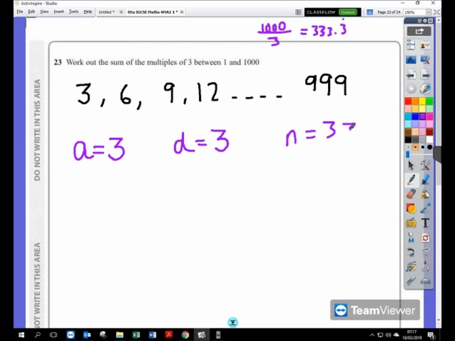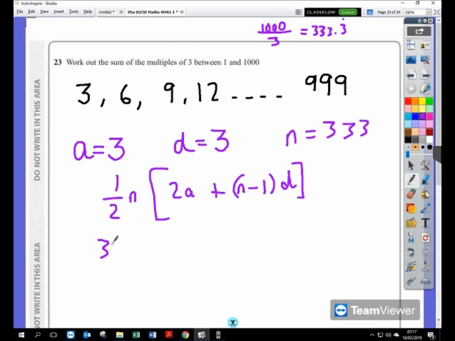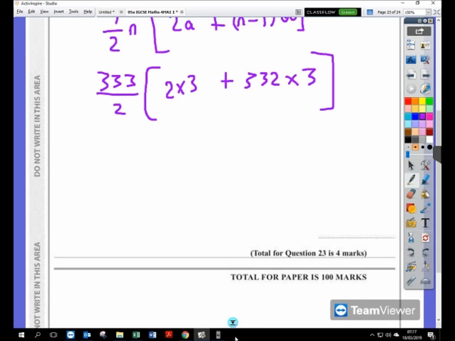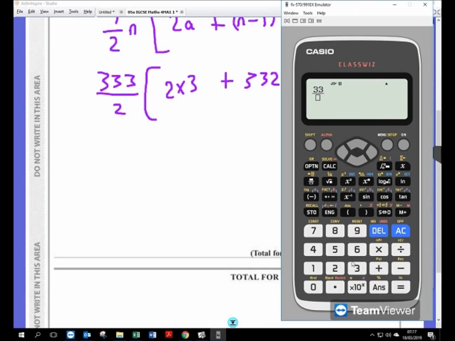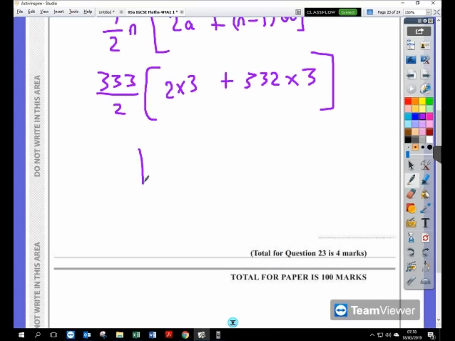So n is 333. We can use the formula from the formula sheet, which is a half n, or n over 2, square brackets 2a plus n minus 1 d. So we have 333 over 2, we have 2 times 3 plus 332, n minus 1, times d. Okay, type this one into the calculator. So 333 over 2, open brackets, 2 times 3 is 6, plus 332 times 3, close brackets, and we end up with 166,833. And that's the answer to the question.